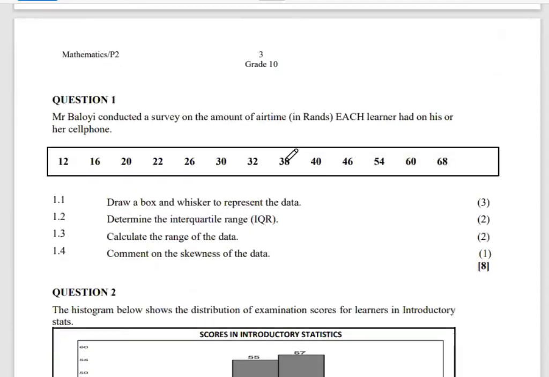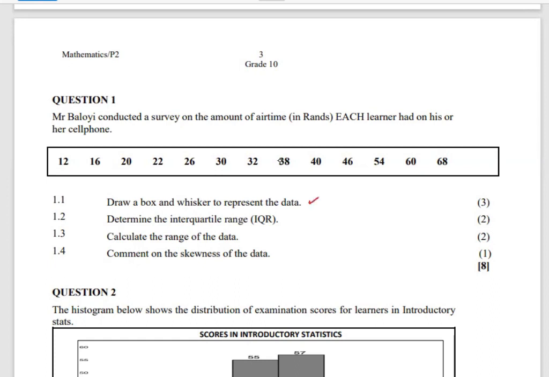So question number 1, which is statistics, is telling us that Mr. Baloy conducted a survey on the amount of airtime each learner had on his or her cell phone. Then we have the amounts: 12, 16, 20, 22, 26, 30, 32, 38, 40, 46, 54, and all those numbers. We can see that all these numbers have been arranged in order from the smallest to the biggest. They want us to draw a box and whisker to represent the data.